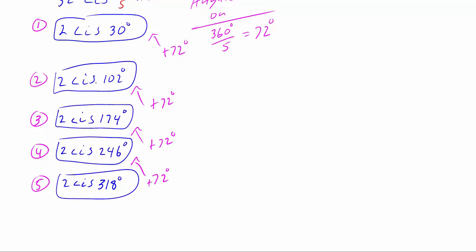Now again, you could multiply this out or take the cosine and sine of 30 and so forth for each one of these. So this is the trig form. You could certainly change this back to standard form if you would like. But for this case, I'm just going to leave the answer in trig form.